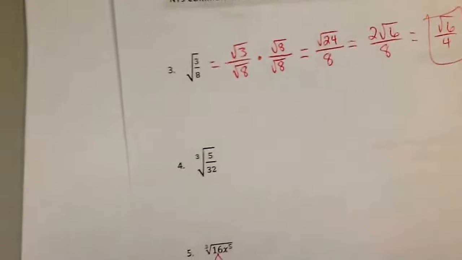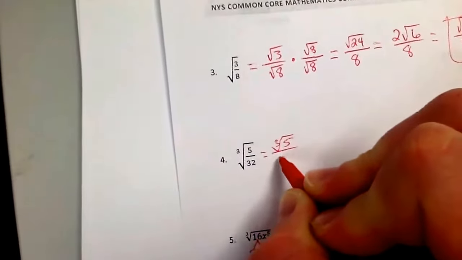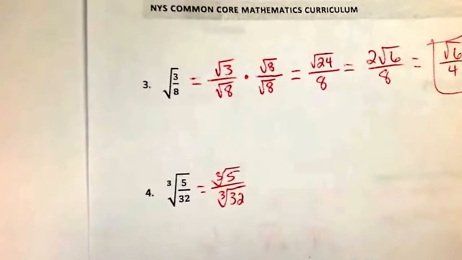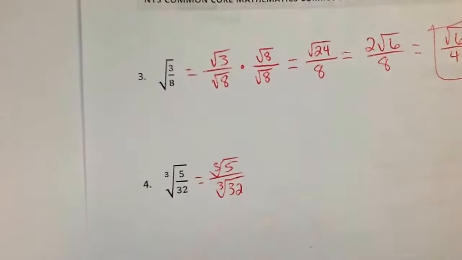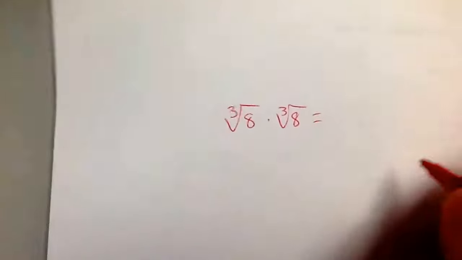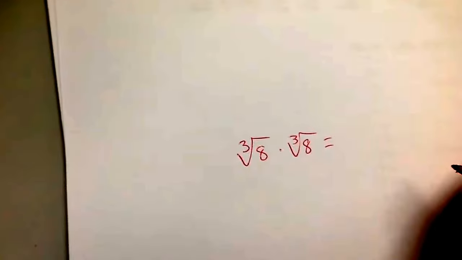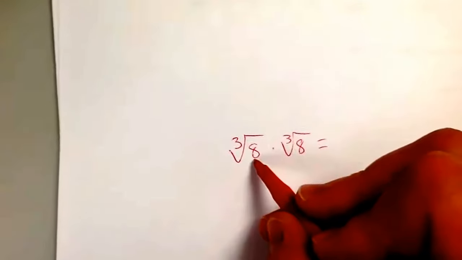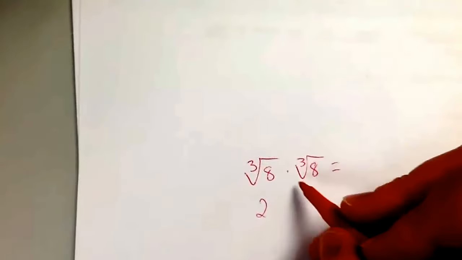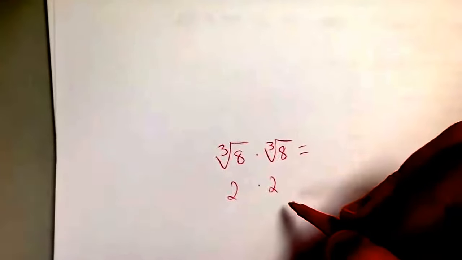So third root ones, it's a little different. Sure, we can break it up: third root of 5 over the third root of 32. However, the difference here is that it's third root. If you do the third root of something times the third root of something, does it give you that something? Very confusing question. If I do the third root of 8 times the third root of 8, does it equal 8? No, does it equal 8 cubed? No. You know what the third root of 8 is, just off the top of your head? It's 2. Right, 2 times 2 times 2. And so that's 2 times 2. It doesn't give us 8, does it?